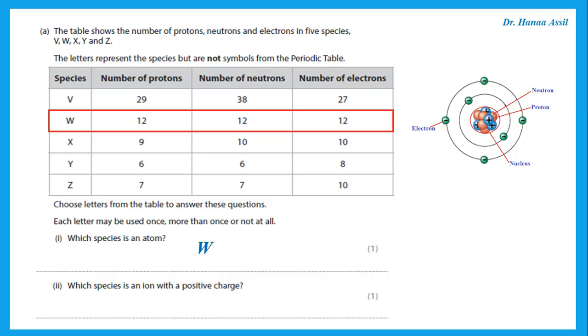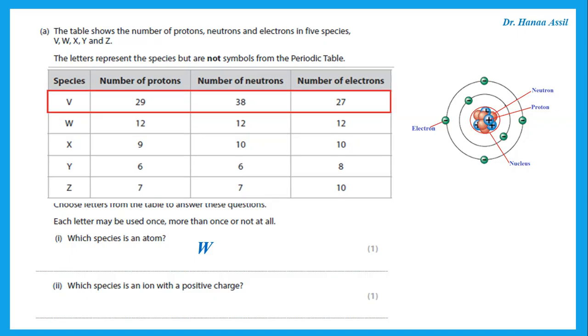Which species is an ion with a positive charge? Now, to have a positive charge, that means it has more protons than electrons. Protons are positively charged, electrons are negatively charged. If protons are more, then this would be a positively charged species.